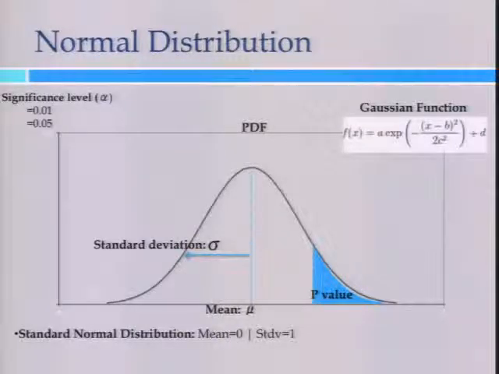So let's get into normal distributions. The normal distribution is a continuous probability distribution, which is defined according to the Gaussian function. The shape of the normal distribution can be completely described by two parameters, the mean and the variance. And the canonical example is the standard normal distribution, which has a mean of 0 and a variance of 1, a standard deviation of 1.